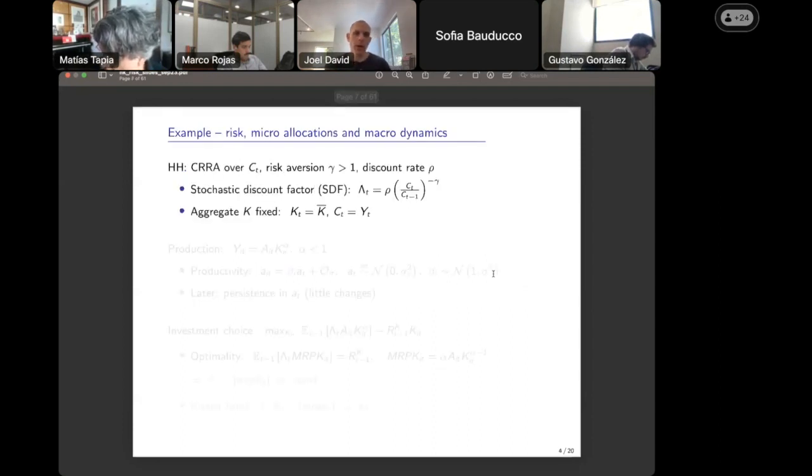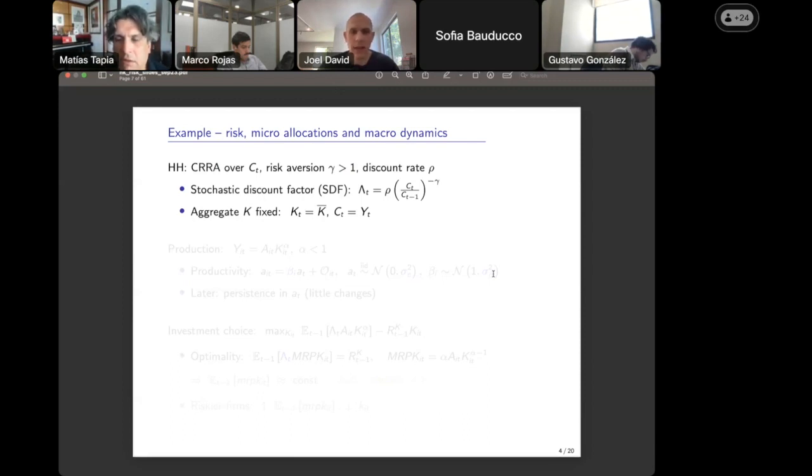Okay, so jumping right into the model, this is just my simple example. I want to think about a representative household. The household has CRRA preferences over consumption. Risk aversion is gamma, and because I'm studying risk throughout the paper, we're going to assume gamma is bigger than 1. And the time discount rate is rho.